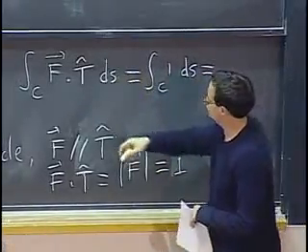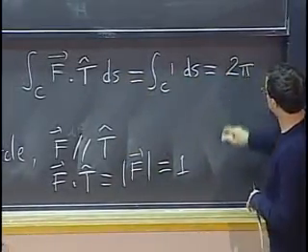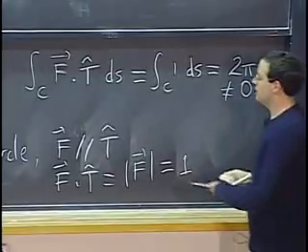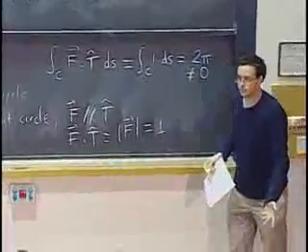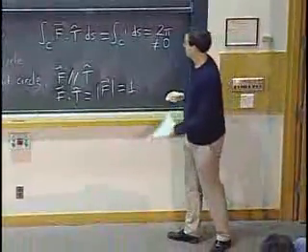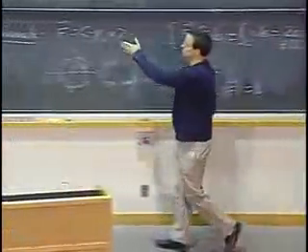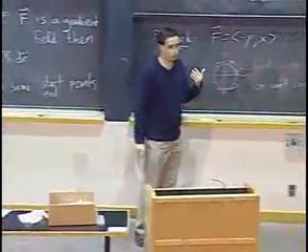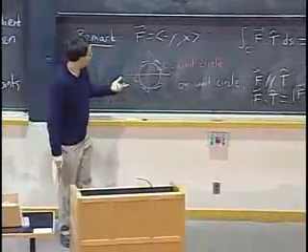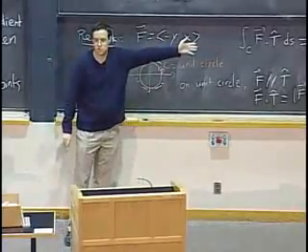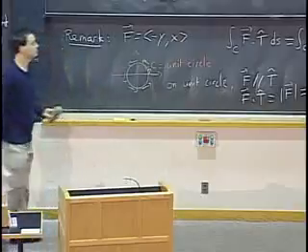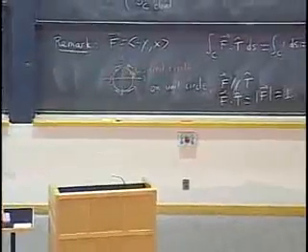So that's just the length of the circle. That's 2 pi. And 2 pi is definitely not 0. So this vector field is not conservative. And so now we know, actually, it's not the gradient of anything, because if it were a gradient, then it would be conservative, and it's not. So it's an example of a vector field that is not conservative.